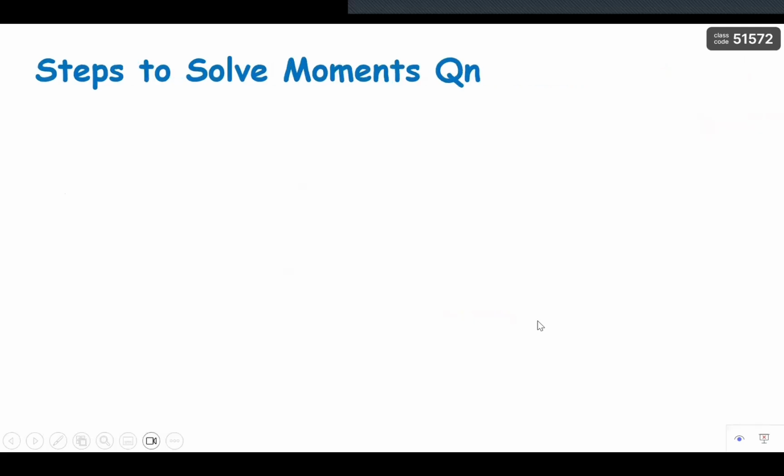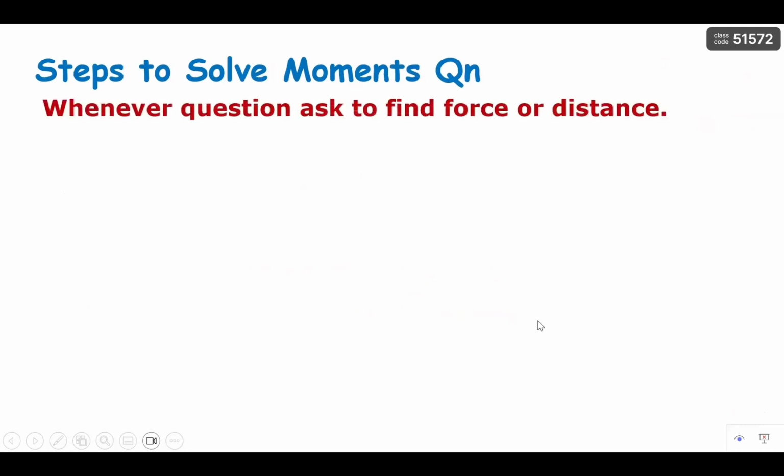Okay, so next I go into some of the steps to solve moment questions, and you will realize that most of the time you can use these steps to solve, no matter how complicated the question is. So whenever the question asks to find a force or a distance, not asking you to find moments. If the question just asks you to find moments, you just use force times distance. But sometimes, when you see a pivot somewhere, you know that it must be linked to a moments question. So when it's linked to a moment question and they're not asking you to find the moments, they ask you to find the force or distance, you use the following steps.